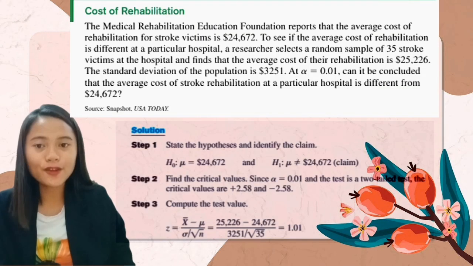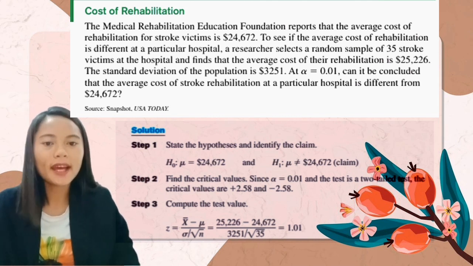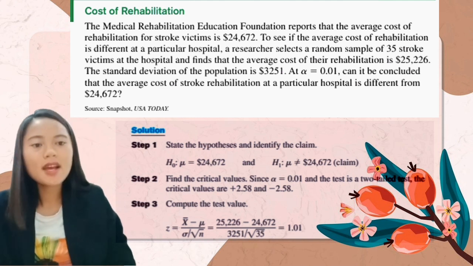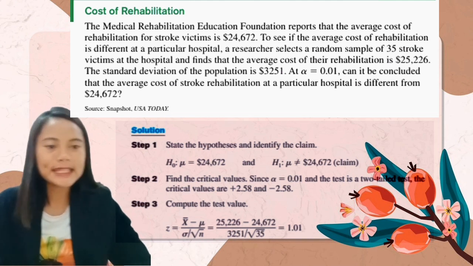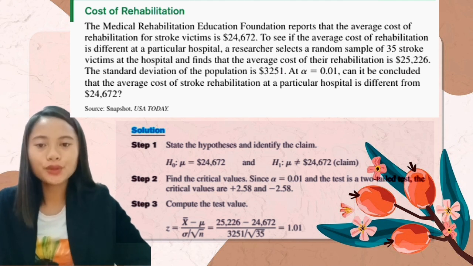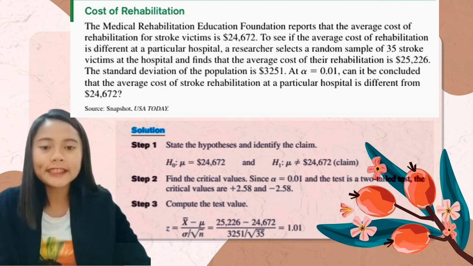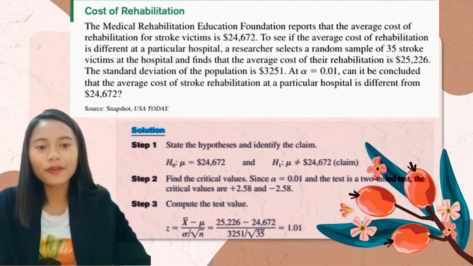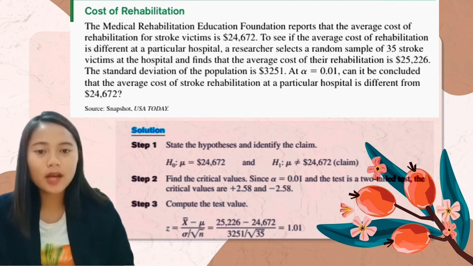So let's now solve this problem. Our null hypothesis is mu is equal to $24,672, and our alternative hypothesis is mu is not equal to $24,672. That is our claim. Step 2. Find the critical value. Since our alpha is 0.01 and the test is a two-tailed test, the critical values are positive 2.58 and negative 2.58. Step 3. So let's now compute the test value.